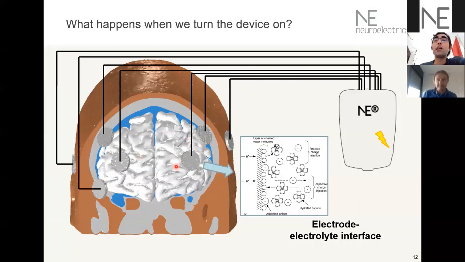If the gel wasn't present, the voltage difference to generate this chemical reaction would be much higher than the values that our current devices can generate. So in order to enable this, we have a conductive gel that lowers the impedance of this interface between the electrode and the head, and allows for this reaction to happen at much lower voltage differences. If the gel isn't enough, or if there isn't a good contact between the gel and the scalp and the electrodes, you will get a warning that the impedance is too high and the stimulation simply won't start.